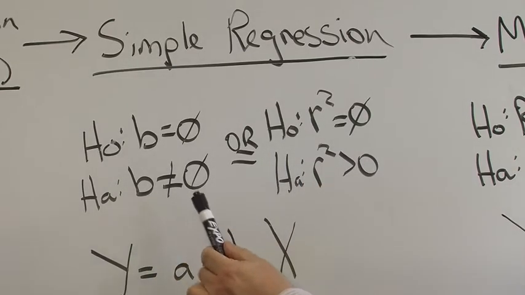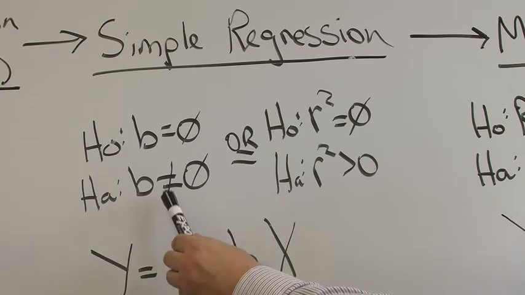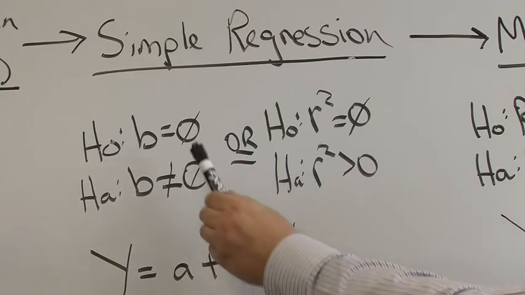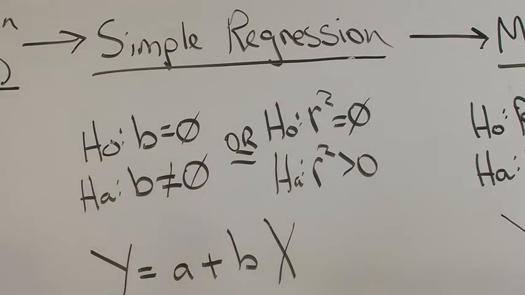So whether we test our null and alternative hypothesis with b or with r squared doesn't make any difference, because if this is true, by definition, this is true.